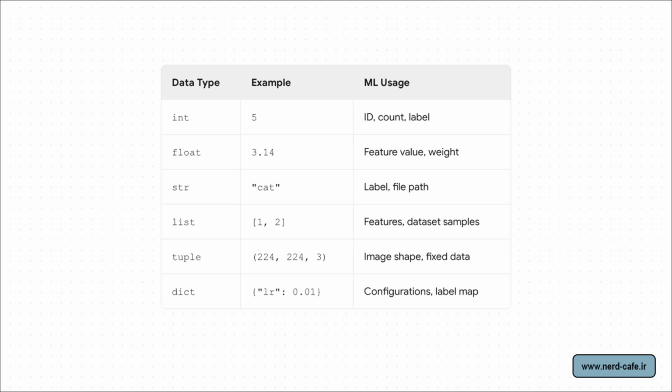See the pattern? You've got integers for IDs and counts. You've got floats for the actual measurements and feature values. Strings are for those human-readable labels that you're going to convert later. You use a list to gather up all your features for one sample, a tuple to lock down things like an image shape, and a dictionary to organize your settings. This is the playbook, right here.